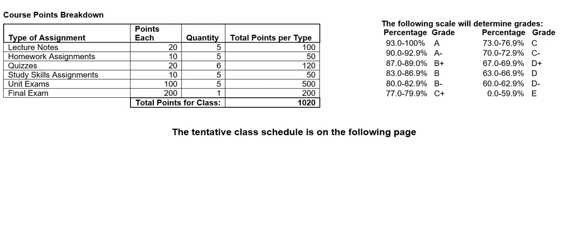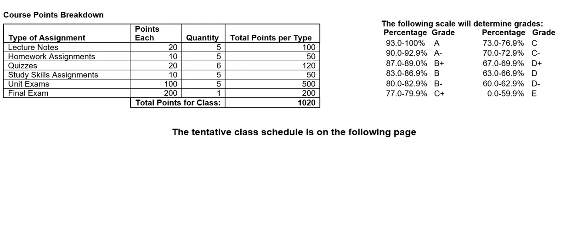So you can see that, for example, lecture notes are worth 20 points each. You'll have 5 times that you'll need to turn in, or 5 units worth of lecture notes, and that will give you 100 points total for lecture notes. Similarly, homework assignments are worth 10 points. You'll have 5 units worth of homework assignments worth 50 points. Again, the quizzes are worth 20 points. And then you actually have 6 of those because you have the 5 units worth of quizzes plus the syllabus quiz. So that's 120 points. So that is continued on down. And then our total points for the class are 1,020 points.